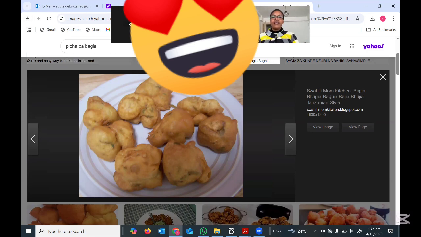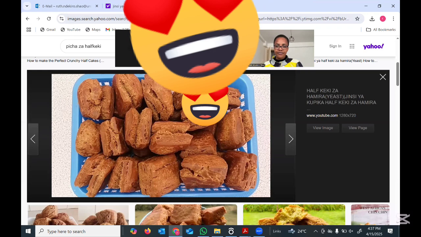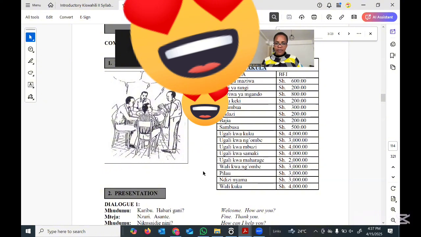Bagia. And I think at some point we don't really need to translate this. We just have to understand them. Yeah, makes sense. Okay, so tufunge hii turudi hapa.